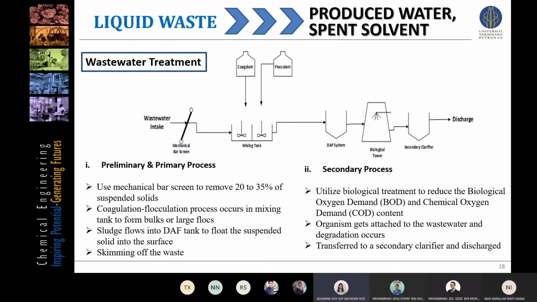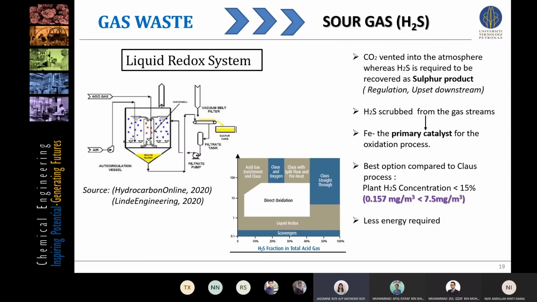Thank you. I will now continue with the gas waste. So as for the gas waste, sour gas is our identified waste. Carbon dioxide from the sour gas will be vented into the atmosphere. However, sulfur is required to be treated or recovered due to strict regulations, as well as possibly upsetting the downstream processes. So the selected treatment is the liquid redox, as compared to the Claus process, as the H2S concentration in our plant is below the 15% percentile.